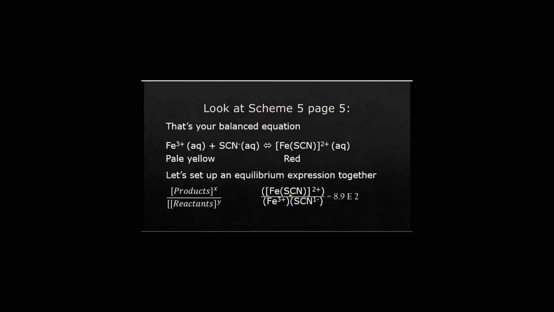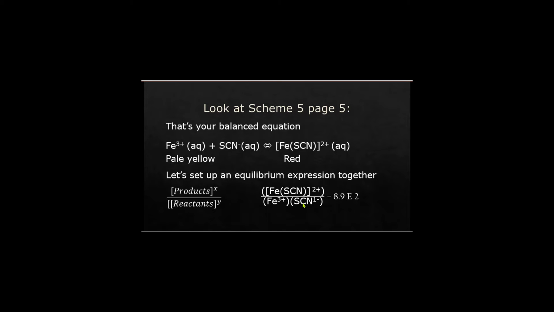And so the iron thiocyanate is the product. It's in that normal bracketing. The concentration of that molarity divided by the iron 3 plus cation, the molarity concentration of that, and the thiocyanate anion, the molarity concentration of that. And again, the counterions that brought in the iron and the thiocyanate are not included because they're not part of the equilibrium. Adding more sodium, adding more chloride doesn't shift the equilibrium.